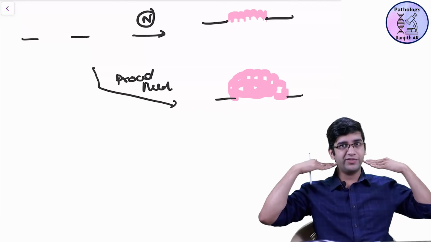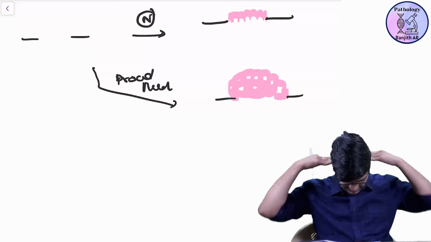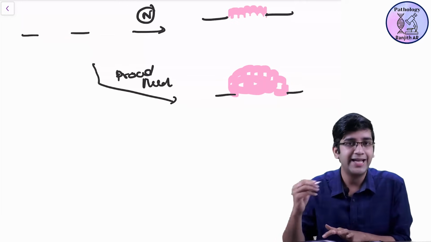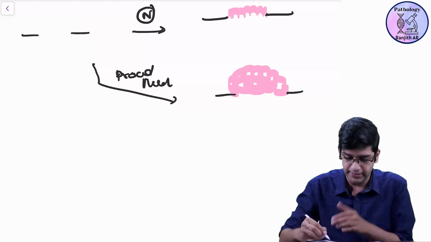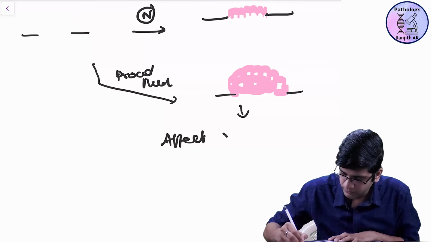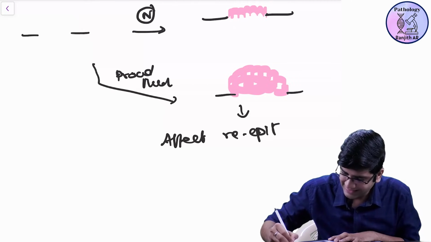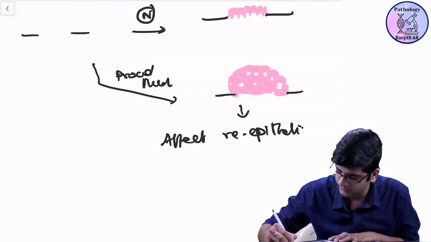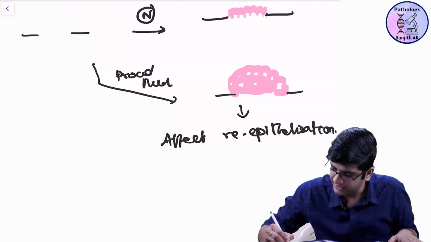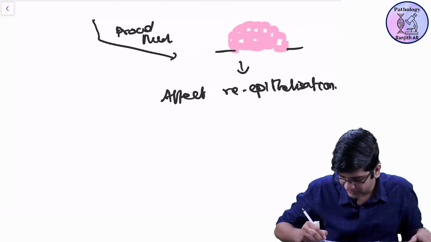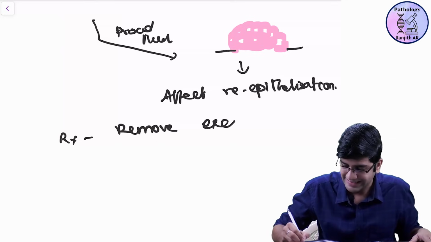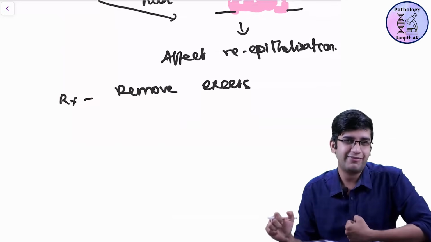So what do I do to prevent this? Simple. Behead. Remove the excess granulation tissue, remove the proud flesh, and it will go to a normal wound healing. The problem here is, it will affect re-epithelialization. So obviously the treatment is to chop off the excess, so that my skin can easily get approximated and I can have a good wound healing.